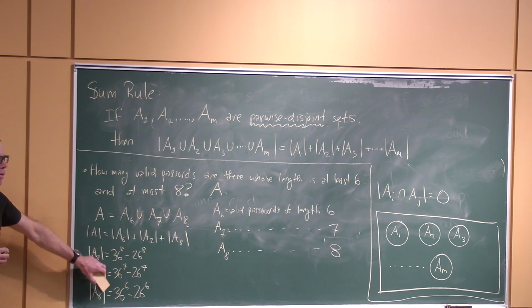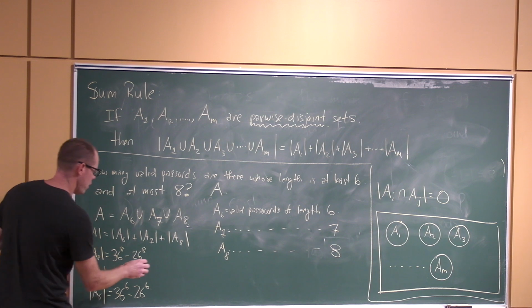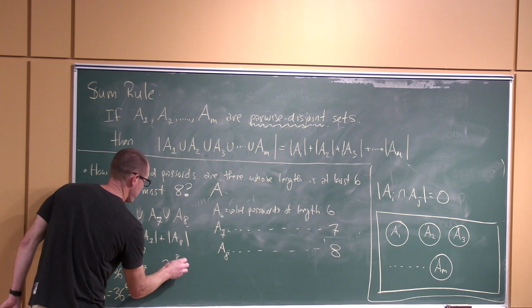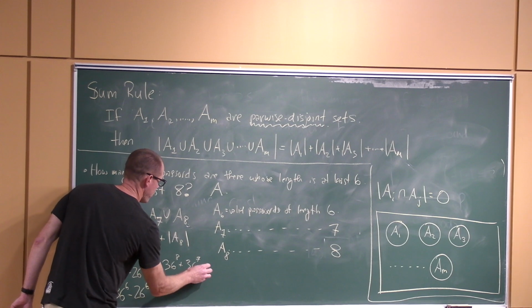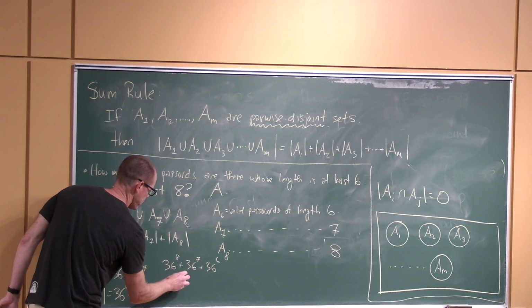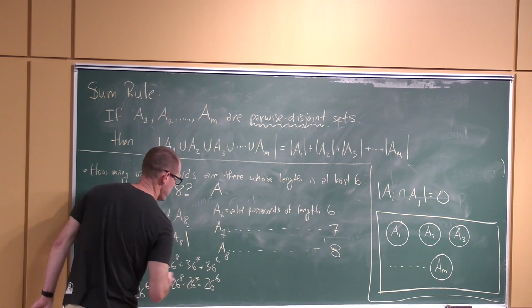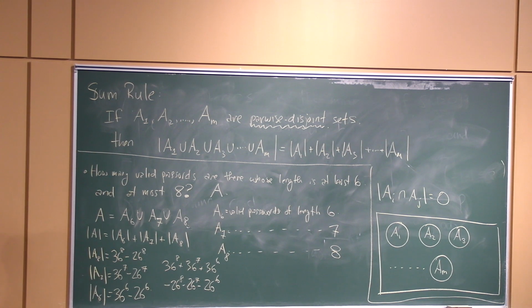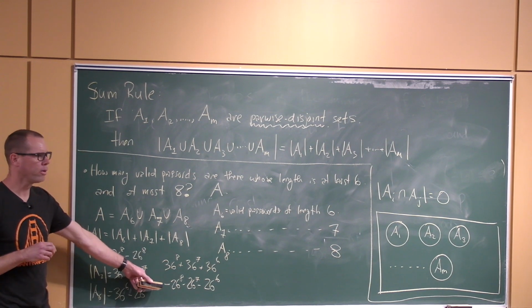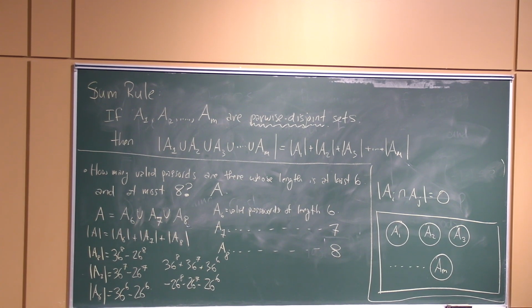And now we add all of this together. Okay? So the size of A, the number of these passwords, is 36 to the 8 plus 36 to the 7 plus 36 to the 6 minus 26 to the 8 minus 26 to the 7 minus 26 to the 6. And if you have a calculator, you can write down that number. It's not that big, actually.